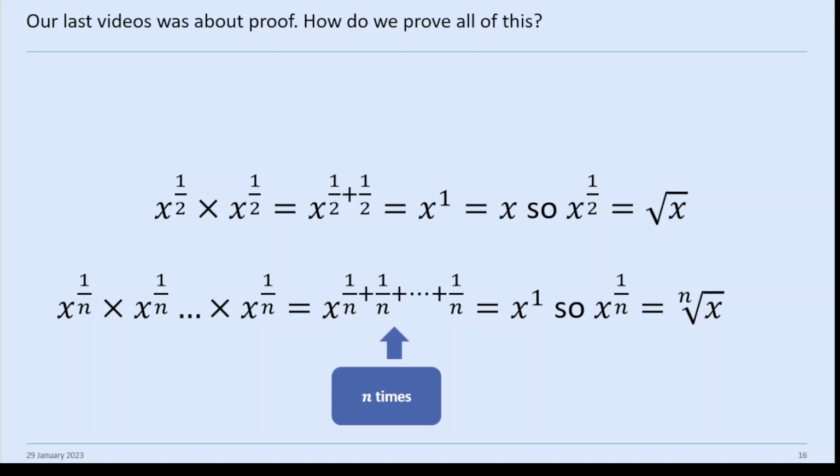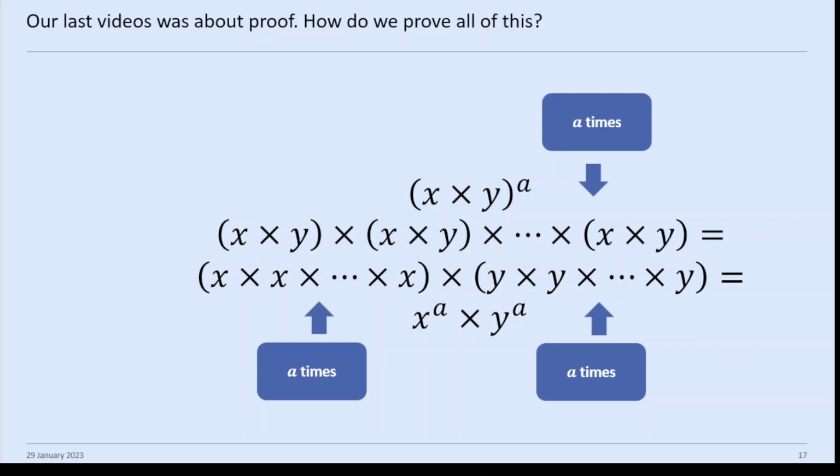x to the 1 over n times x to the 1 over n times dot dot dot x to the 1 over n is x to the 1 over n plus 1 over n plus 1 over n, n times, which is just x to the 1. So that shows that x to the 1 over n is the number you have to times by itself n times to give you x. Therefore, it's the nth root of x.